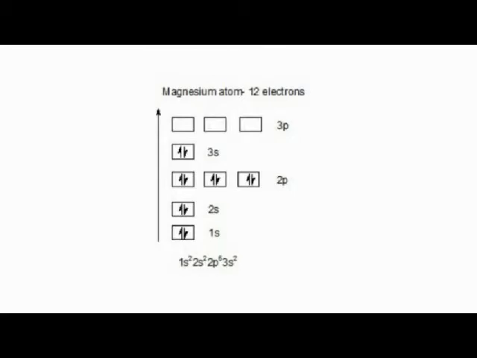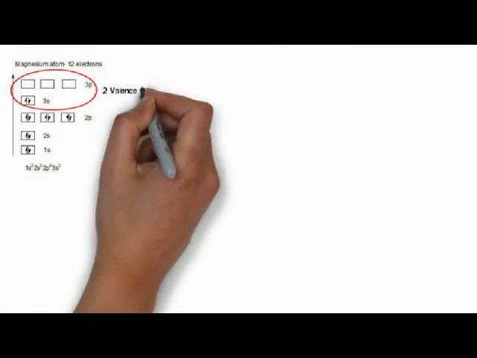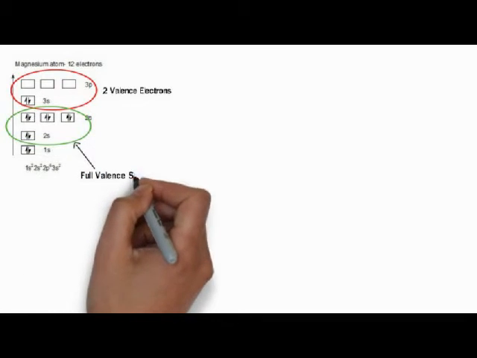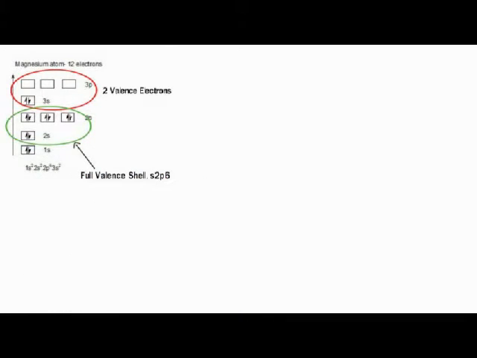Let's take a look at magnesium. Magnesium has the electron configuration 1s2, 2s2, 2p6, 3s2. So it has two valence electrons. Again, below energy level 3, there is a fully occupied valence shell, or a full valence shell, the 2s2 2p6 configuration.